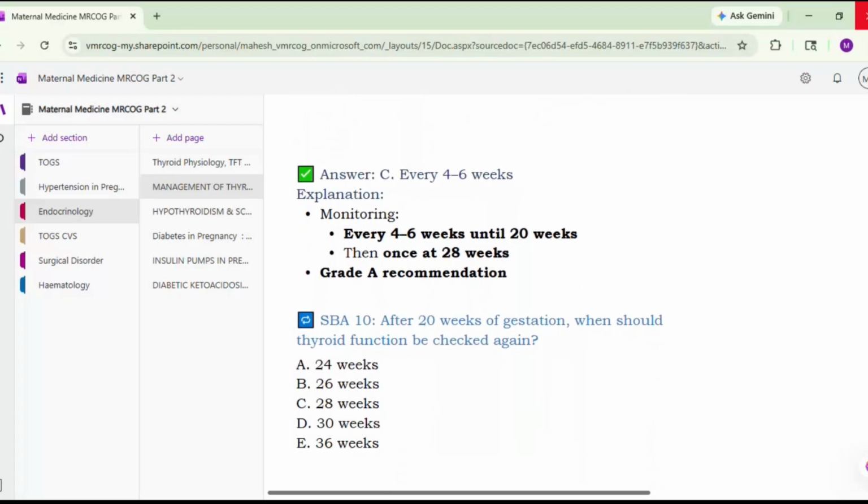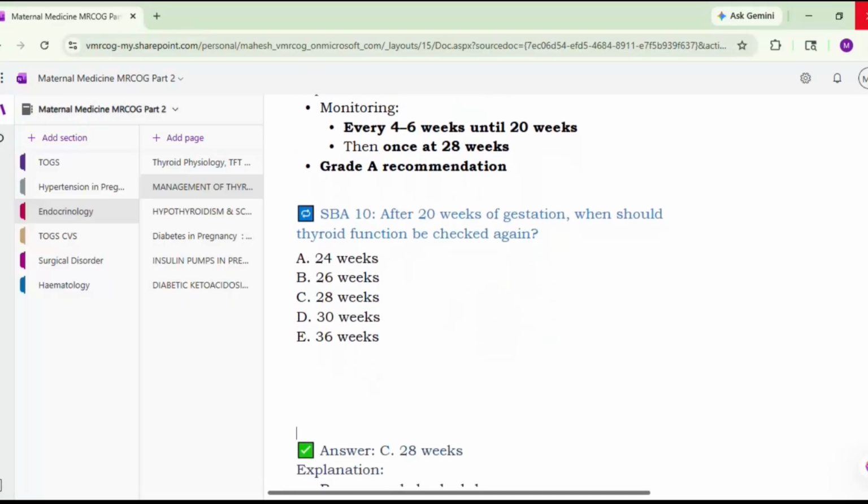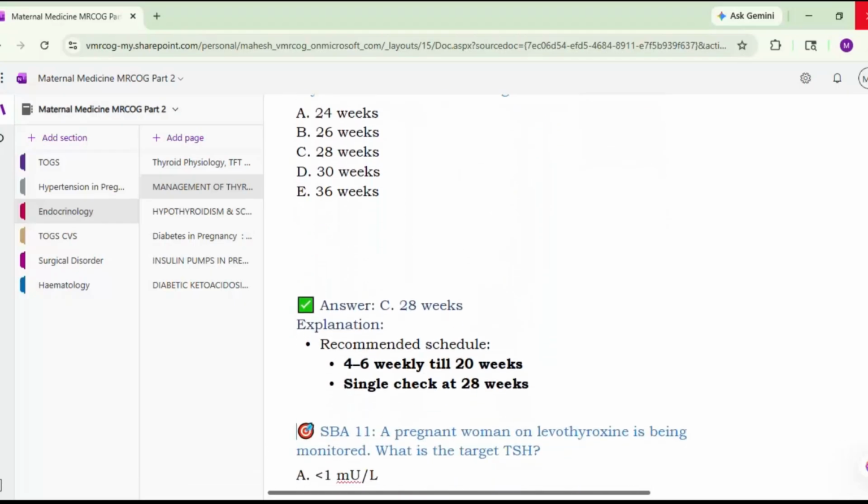Okay. Next. After 20 weeks of gestation, when should thyroid function be checked again? It is C, 28 weeks. 28 weeks. Okay. Same thing.